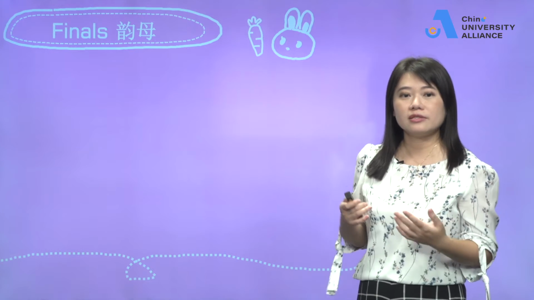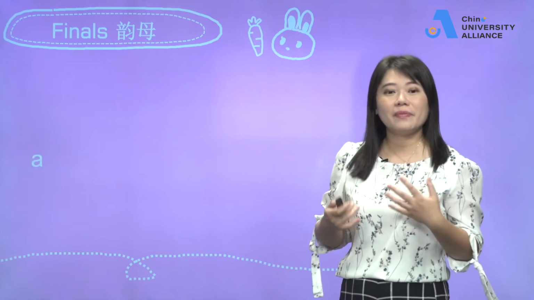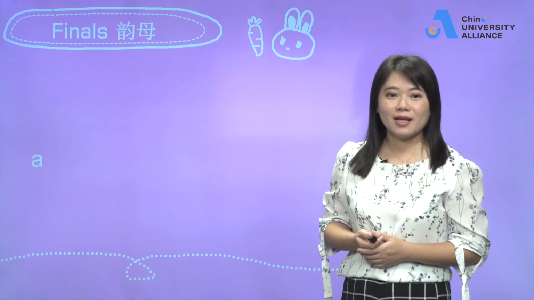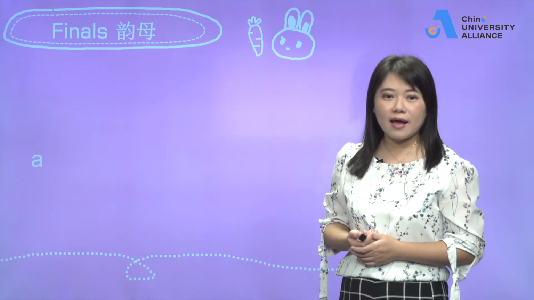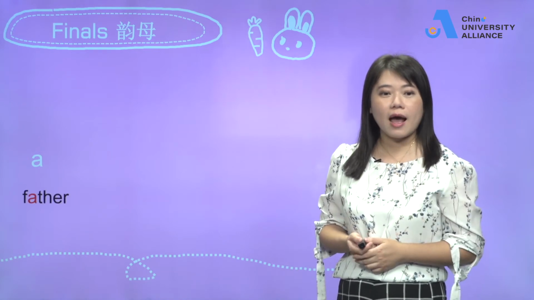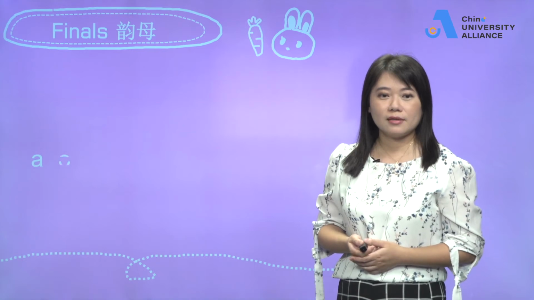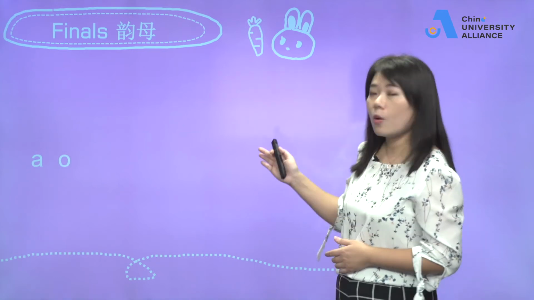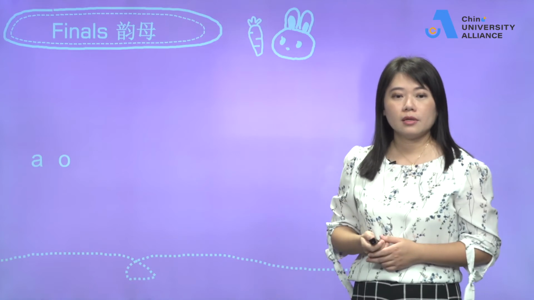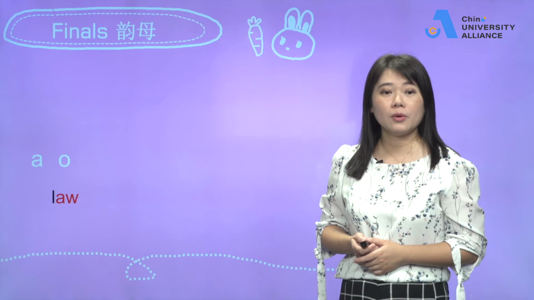Okay, let's move to finals. Finals just like the vowels in English. Let's learn some basic finals in Pinyin. The first one is a. It sounds like English father, right? You can try to read after me. And the second one, o, you need to keep your mouth round. Oh, in English, like law.